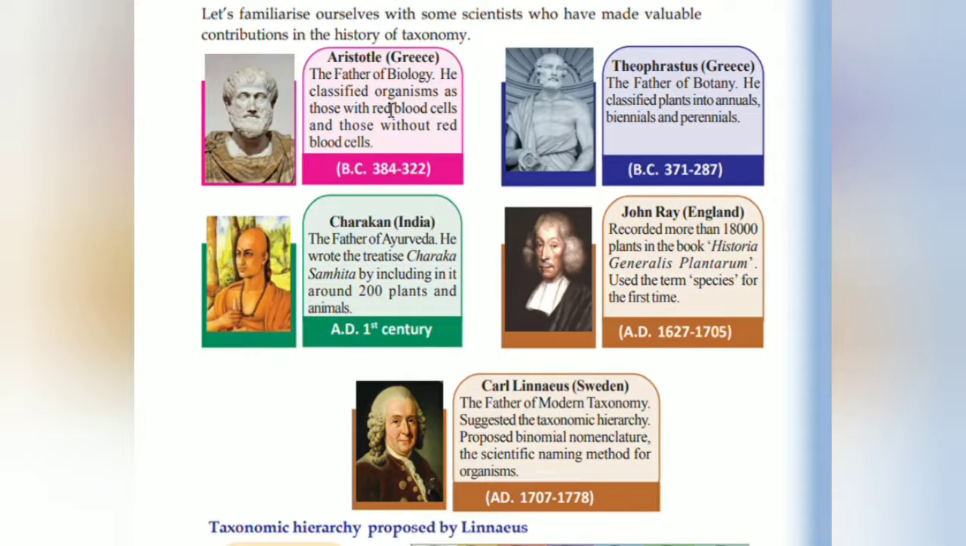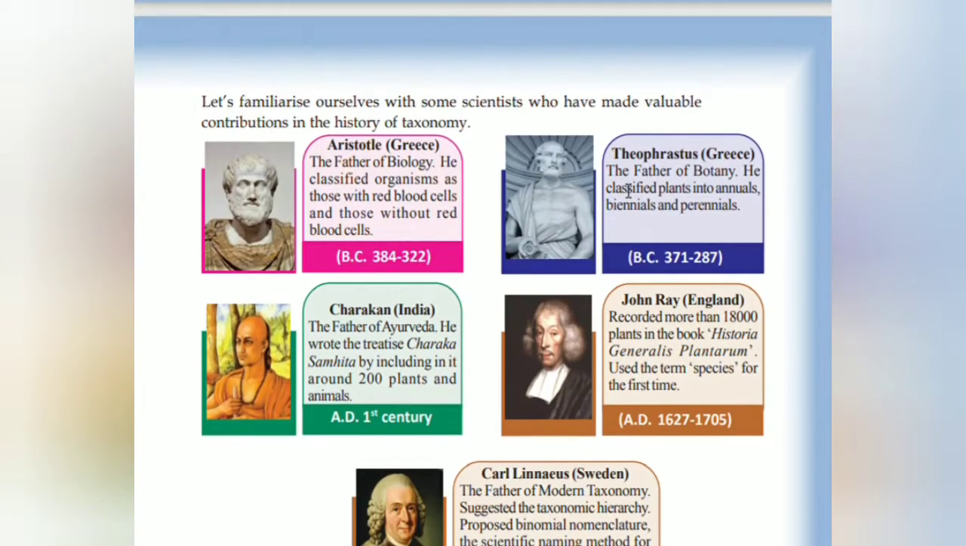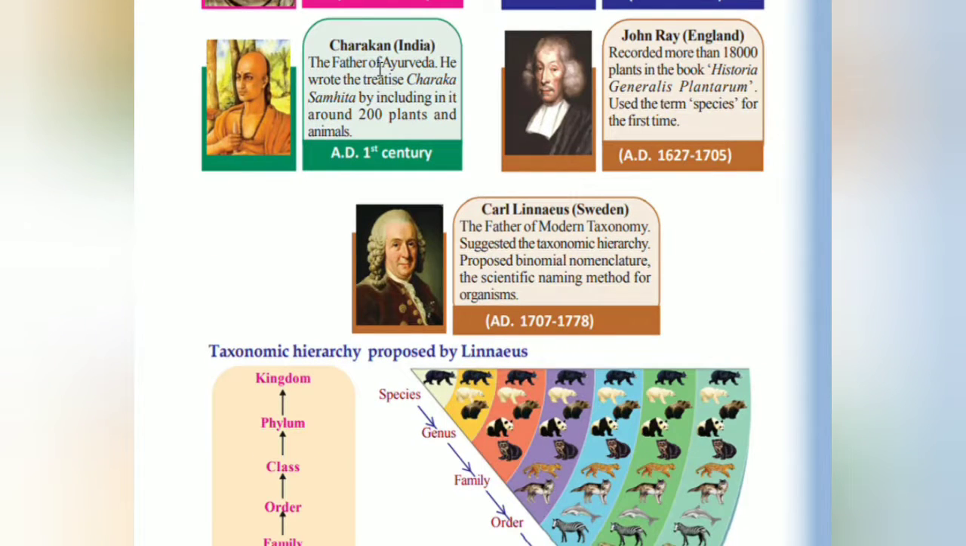Then the next one is Theophrastus, the father of botany. He classified plants into annuals, biennials and perennials: those that bear fruit in one year, in the second year, and then after many years. Hence Theophrastus is known as the father of botany. Charaka, in India, is the father of Ayurveda.